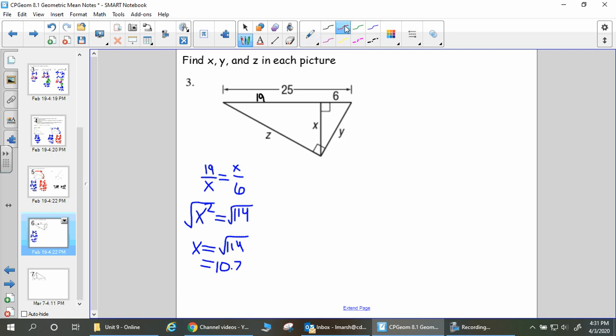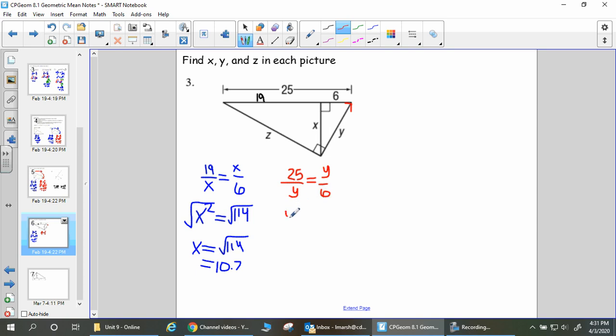I'm just going to continue on, and now I find Y. Y is over here on the right. So I know that means I'm going to need this whole hypotenuse of 25. And if it helps, I'm going to need that little part that it's touching. So that means I'm looking at the whole hypotenuse being 25 over Y. And then I'm going to need the Y over the part that it's touching, which is 6.